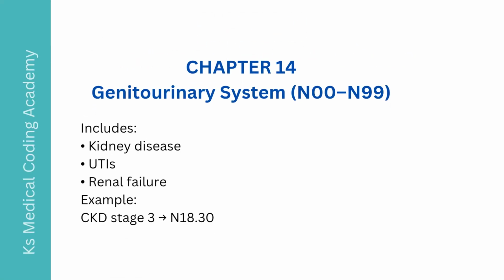Chapter 14. Chapter 14 includes diseases of the genitourinary system, coded from N00 through N99. This chapter includes kidney diseases, urinary tract infections, and renal failure. For example, chronic kidney disease stage 3 is coded as N18.30.